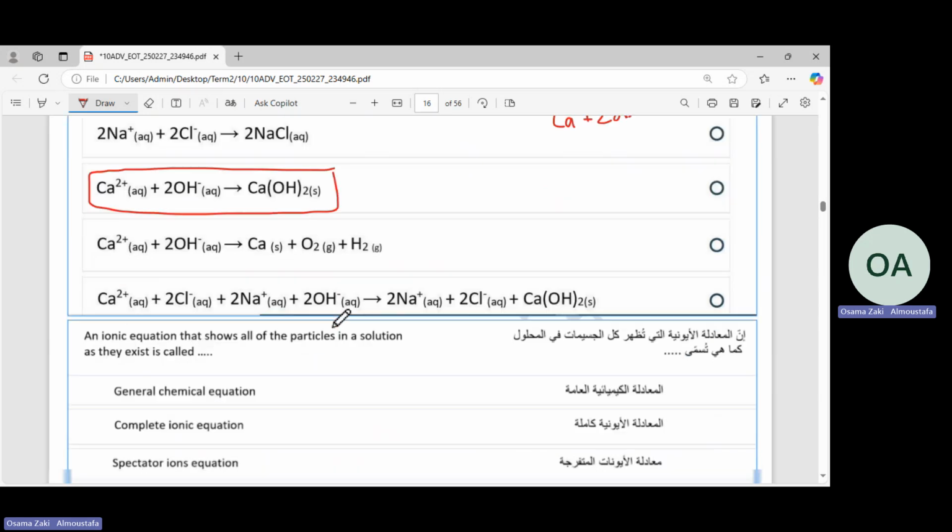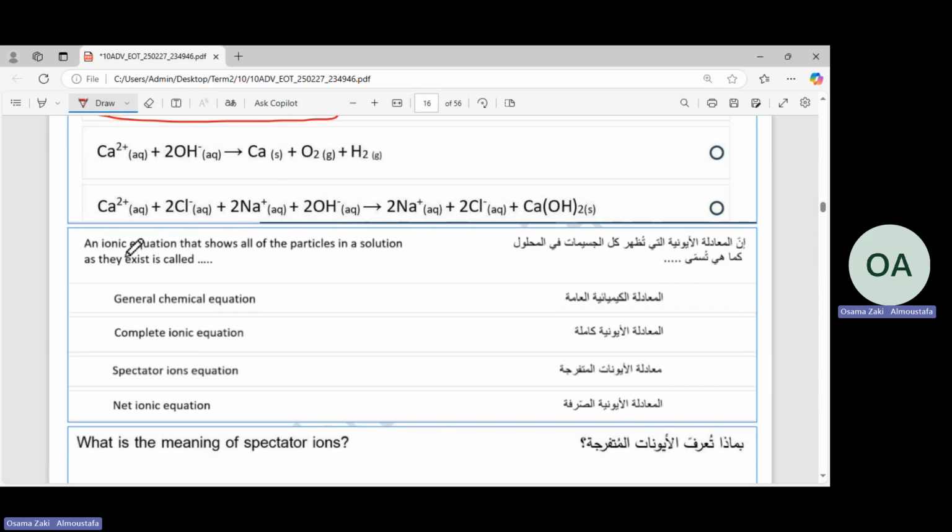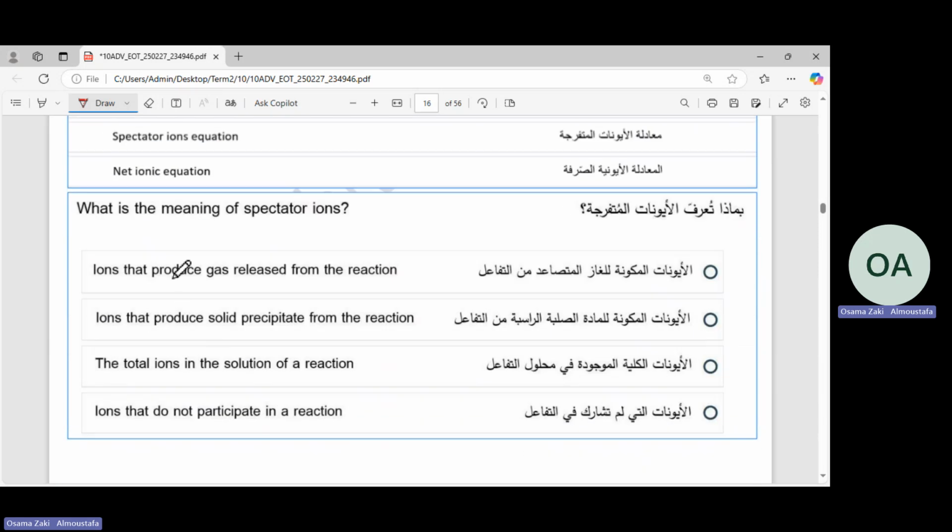Okay, here, an ionic equation that shows all the particles. This is what we call a complete equation. Okay, what's the meaning of the spectator ions? Spectator ions, as you know, are ions that don't participate in the reaction. So there is no rule. Let's say there is a rule book, but we say that ions don't participate in the reaction.